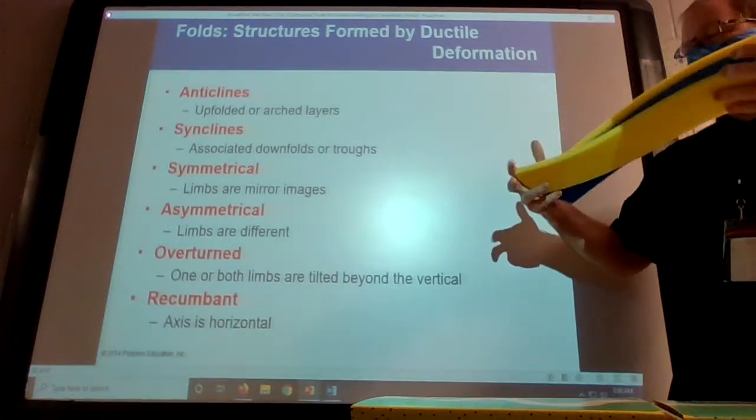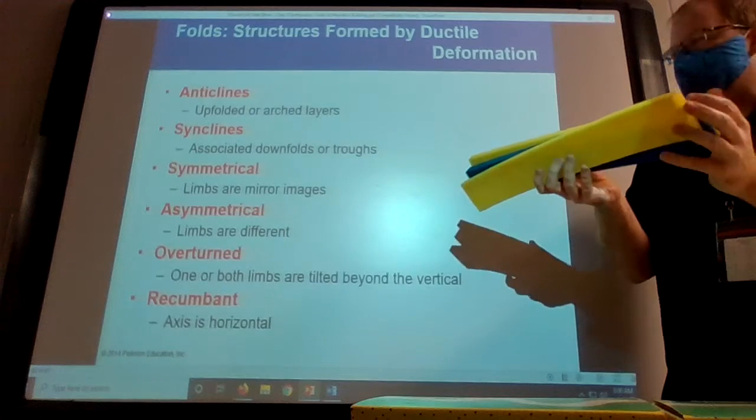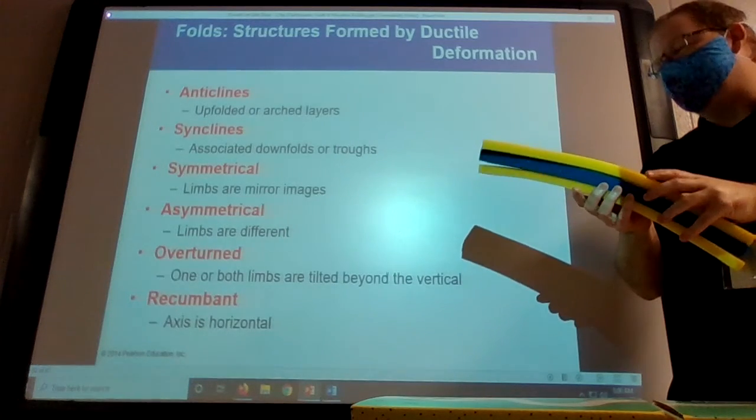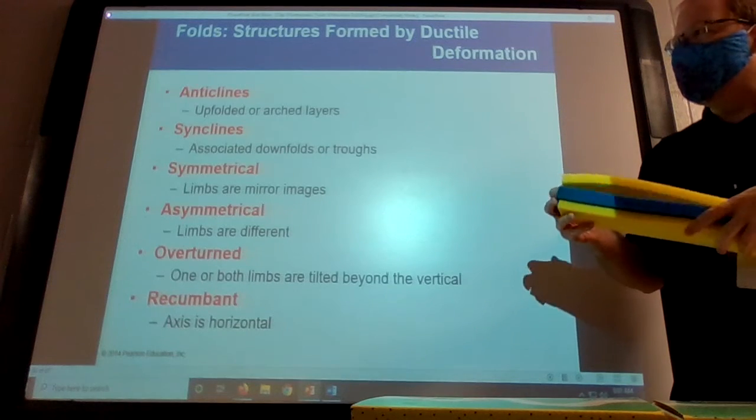So anticlines point up towards heaven. And synclines point down towards the bad place. And that's the way I've always remembered it.